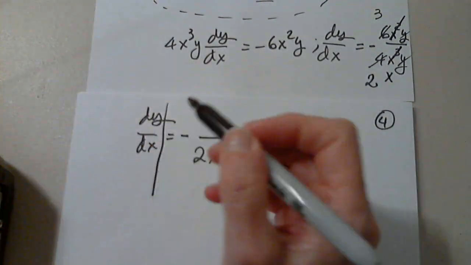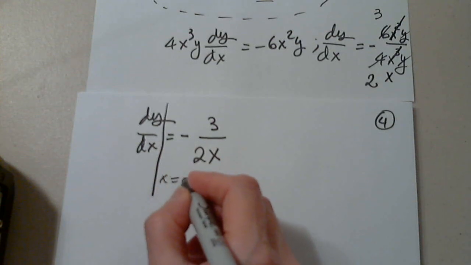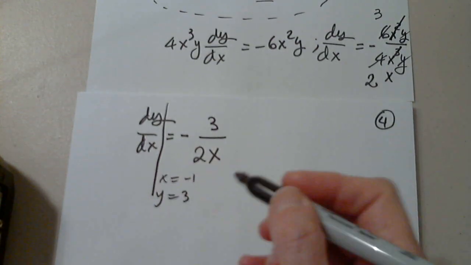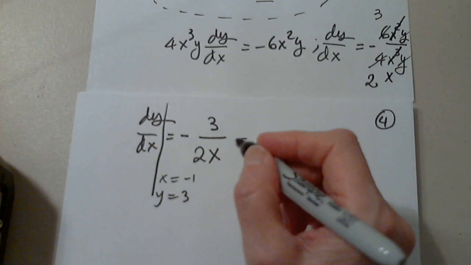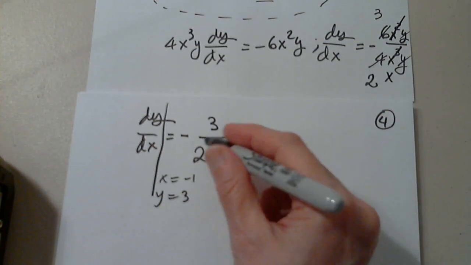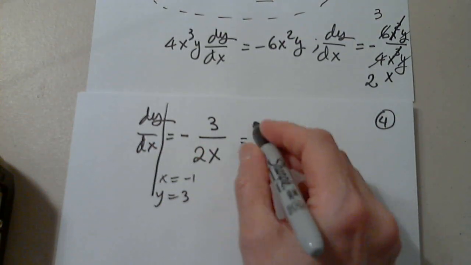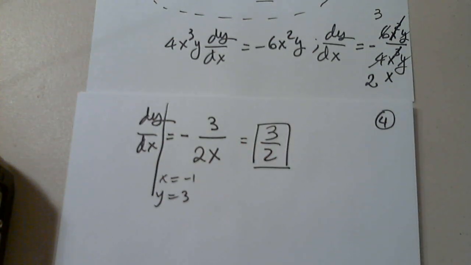This is where I plug in x equals negative 1 and y equals 3. There is no y. So I only replace 2x by negative 2, so this is 3/2. So what does this represent? It represents the slope of the tangent line to the graph of y at this point. So the slope is 3/2. Any questions? Was a very good pick.